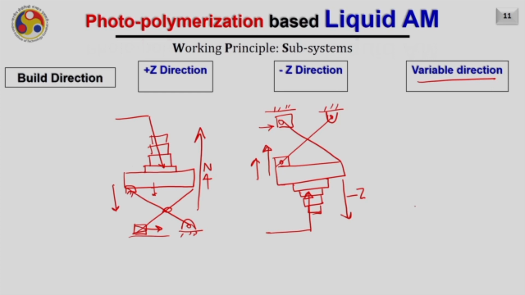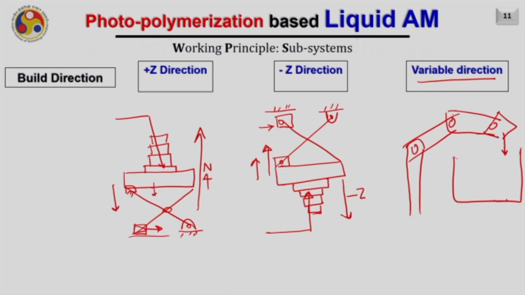In the case of variable direction, I can attach my optics on a robotic arm, for example. For example, this is your laser light and there is a liquid tank here. Now I can move my robotic arm, I can put it inside the liquid tank and keep on changing its direction. As a result, the part we are building may also keep on changing its build direction. This is called as variable direction.